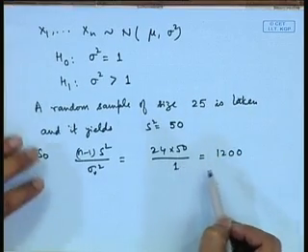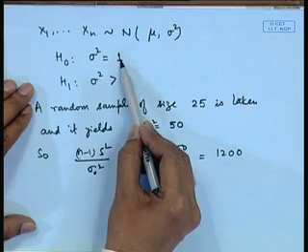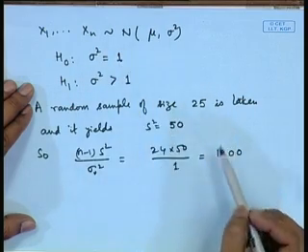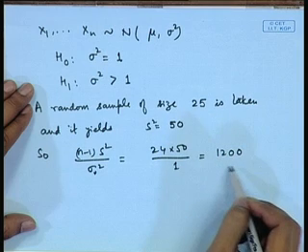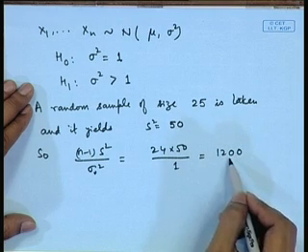You can easily see that this value is extremely large, because S square is actually used as an estimate of sigma square, and this value 50 is much bigger than 1. Therefore, at any level of significance which is practical, the value of chi square will always be much smaller than 1200.